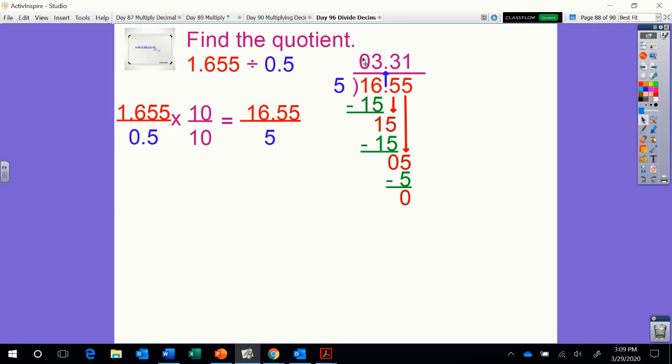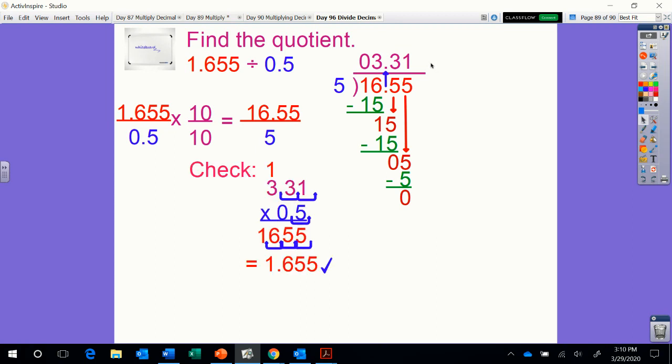5 cannot go into 1, but it can go into 16 3 times. 3 times 5 is 15. You subtract, you get 1. We bring down a 5. It goes in 3 times again. 3 times 5 is 15. We get 0. We bring down a 5. 5 goes into 5 one time. You multiply, you get 5. We end up with 0, and there's nothing left to bring down. So we get 3 and 31 hundredths.